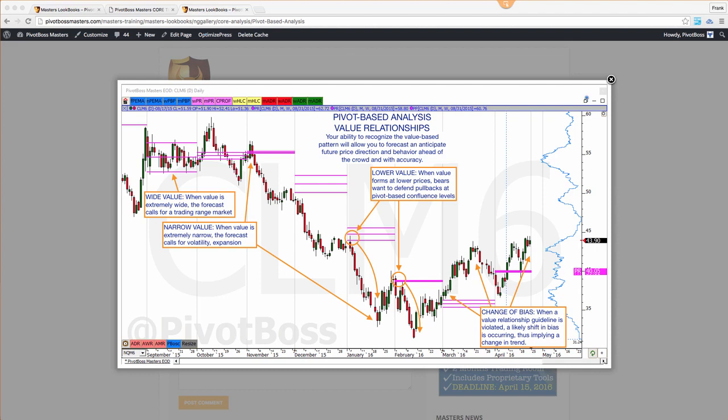So, pivot-based analysis with regards to value relationships. Your ability to recognize the value-based pattern will allow you to forecast and anticipate future price direction and behavior ahead of the crowd and with accuracy. And that, again, is very, very useful. We just learned about the different types of value relationships, from wide value areas to narrow value areas, from lower value areas, and the ability to change bias.